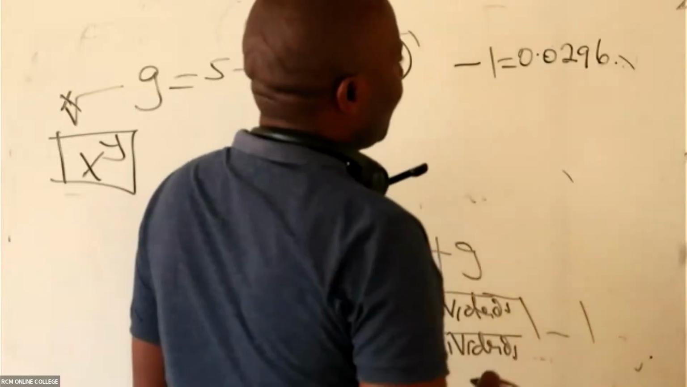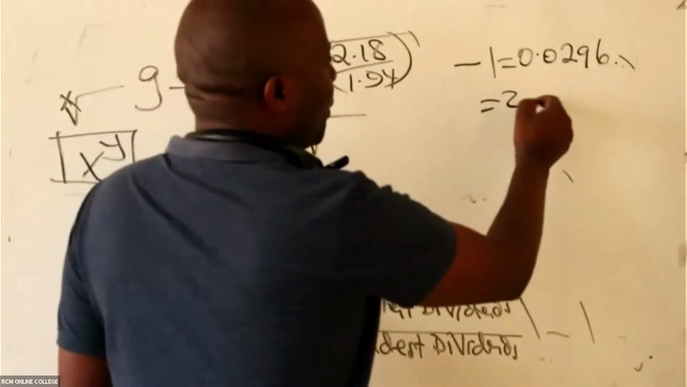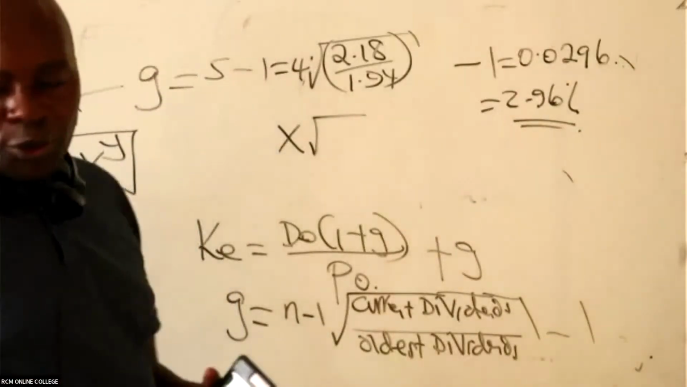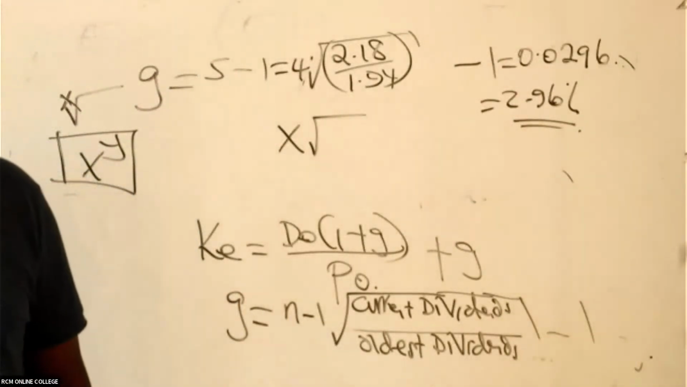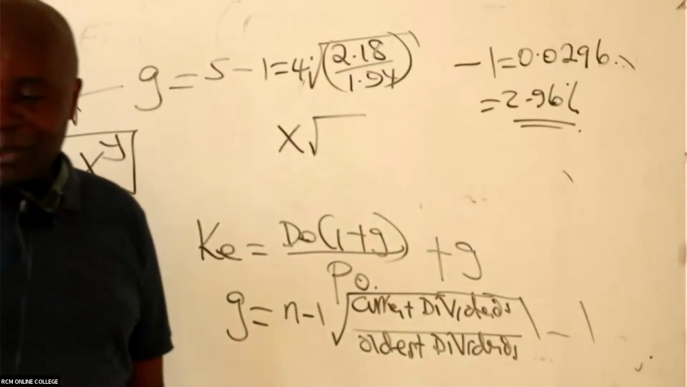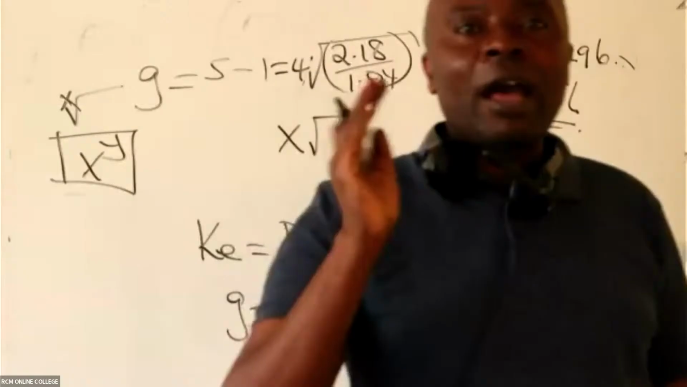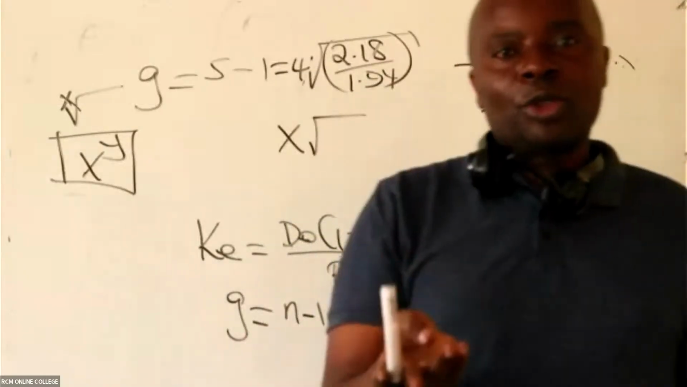0.0296 is the same as 2.96%. Is anybody able to get that growth rate? Remember, in this class, you don't just get the growth rate, it's my work to show you. You need to be very honest and say "I've not gotten it."